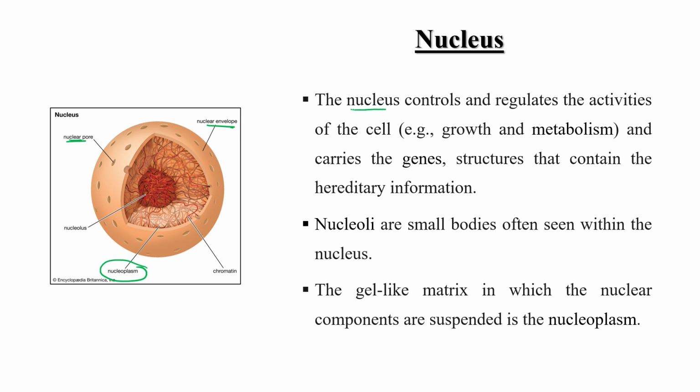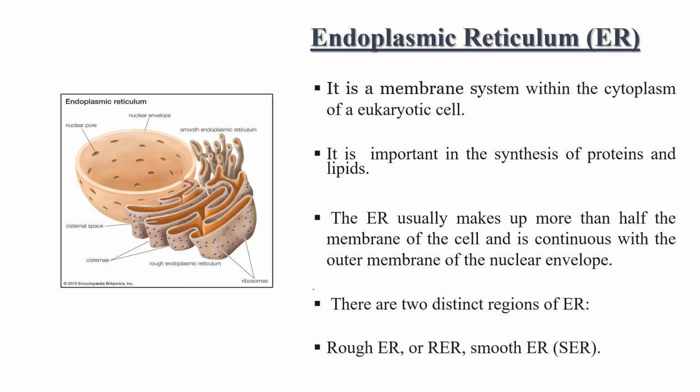What is the role of the nucleus? It controls different kinds of activities, growth parameters and all the metabolic activity, because the nucleus contains chromosomes and chromosomes contain genes. These genes contain all the genetic information. There are also nucleoli present in the nucleus. These are small bodies often seen within the nucleus, and the gel-like structure which I just circled is known as nucleoplasm.